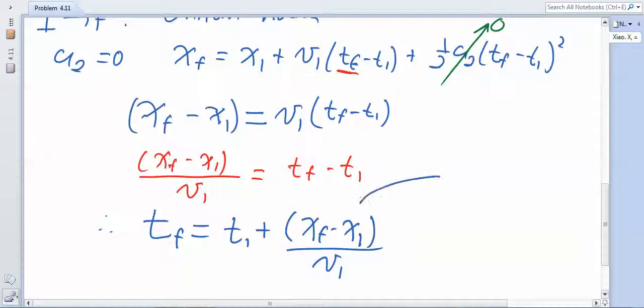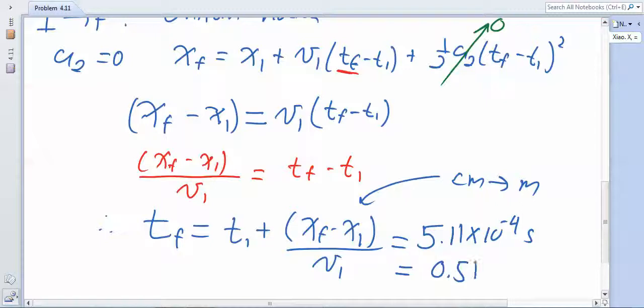And again, I've got to be careful here because the data is given in centimeters, so I have to convert that to meters by dividing by 100. So I get my calculator out and I come up with the answer 5.11 times 10 to the minus 4 seconds, or if I wanted to use metric prefixes, that would be 0.511 milliseconds. So that's 1/2 of 1,000th of a second.